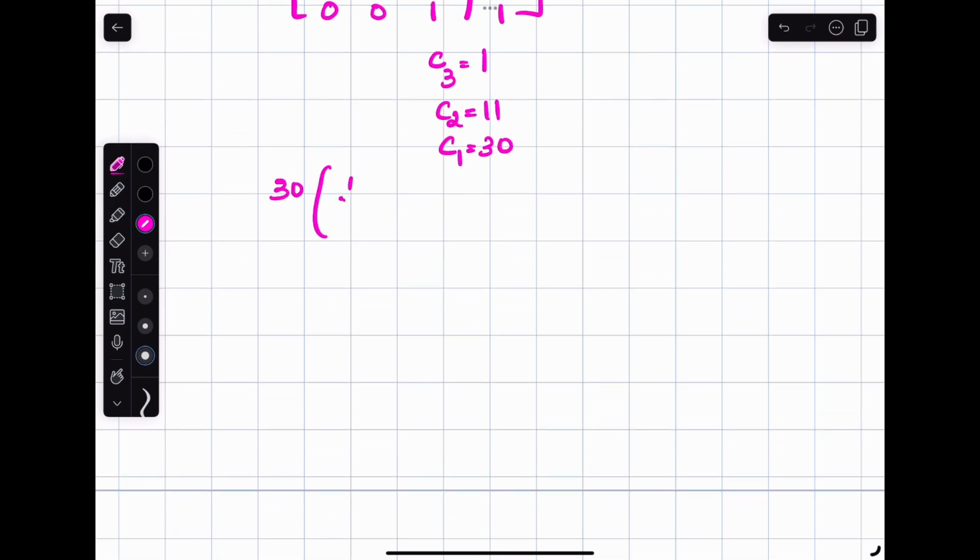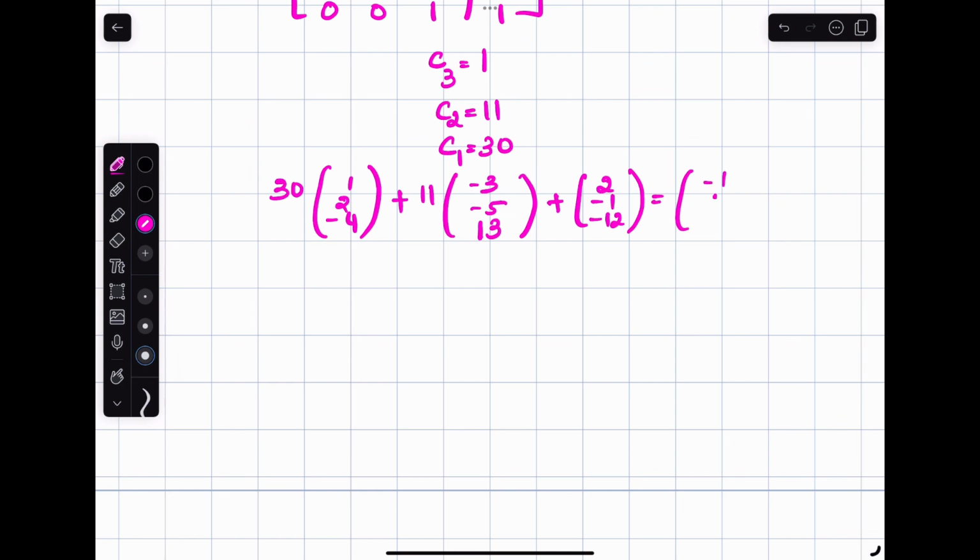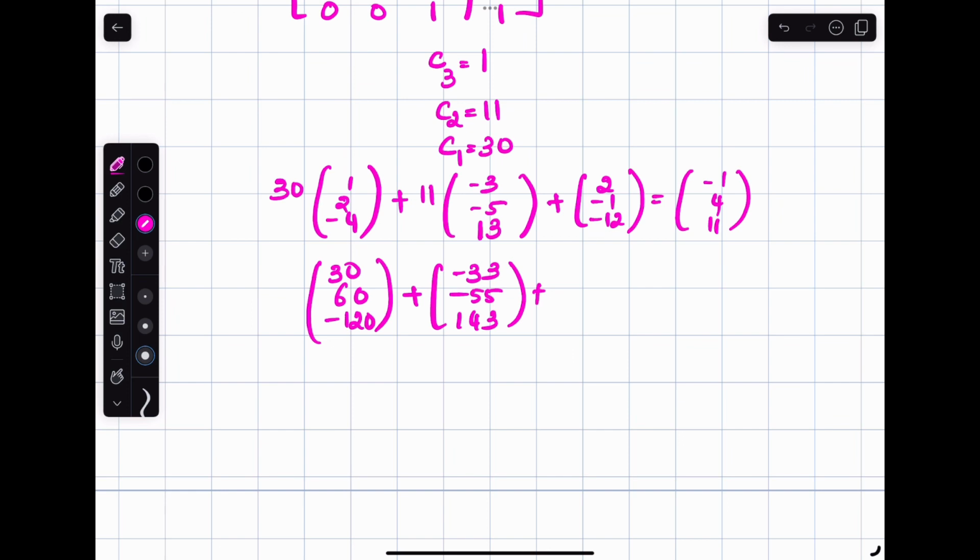I directly apply to the first general form, 30 into the first vector, 11 into the second vector, 13, and the 2, minus 1, the third one, into the third vector is equal to, we have to check, minus 1, 4, and 11. Now let me multiply. So it is 30, 60, minus 1, 120, and the second vector will be minus 33, minus 55, 143, and 2, minus 1, and minus 12.